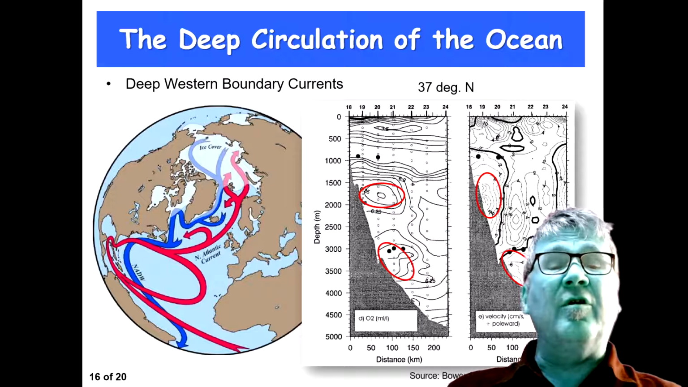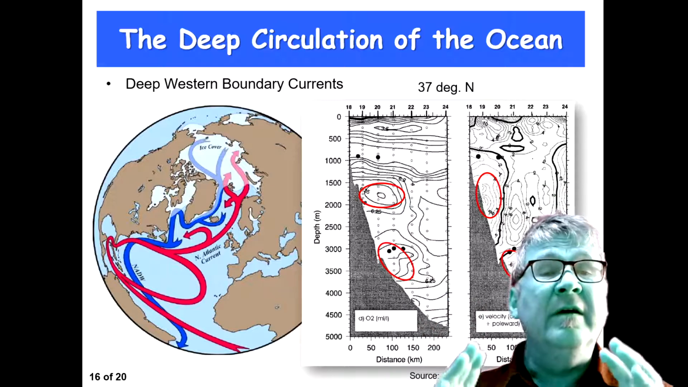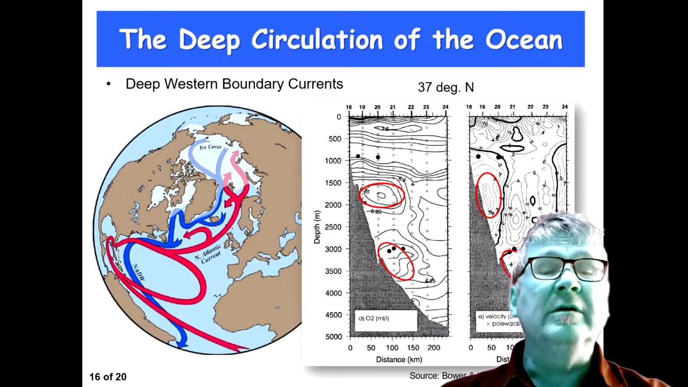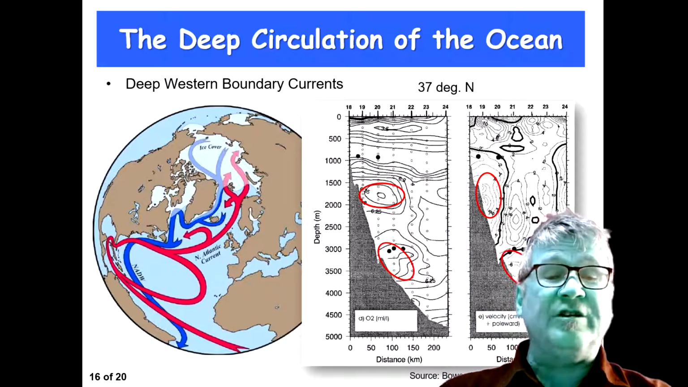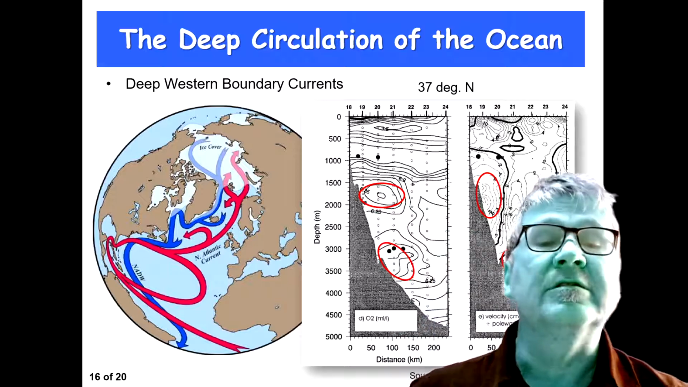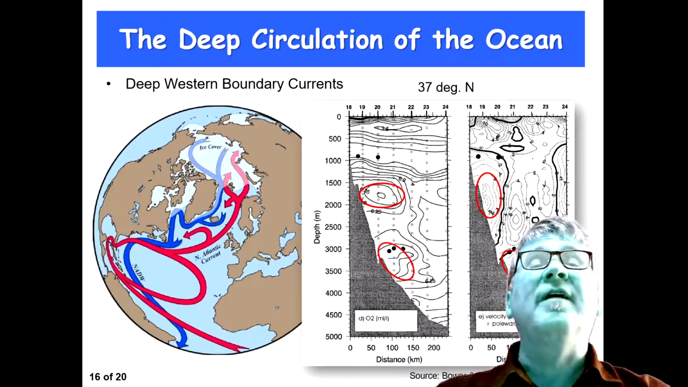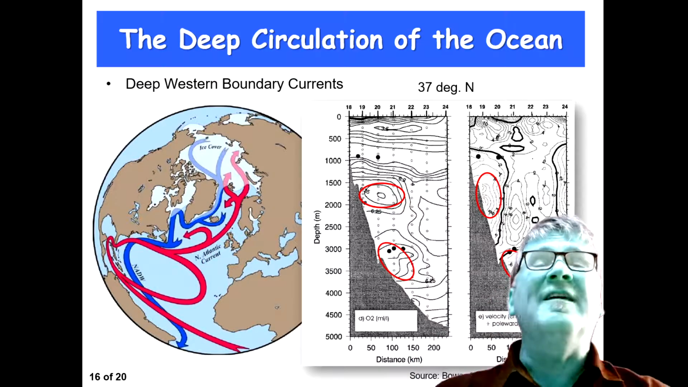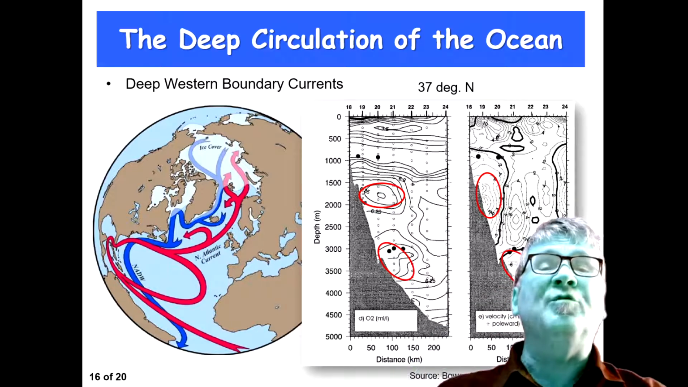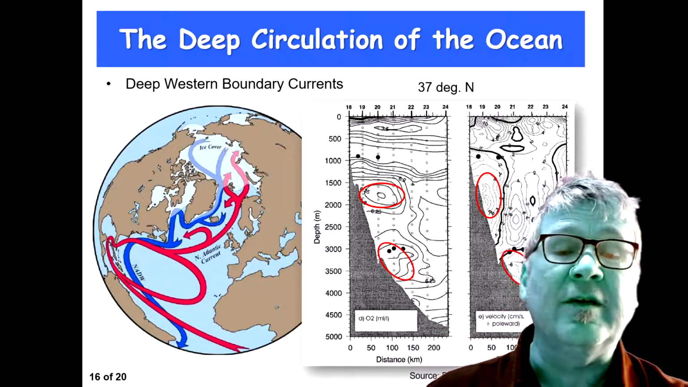Deep western boundary currents, and I want to show you observations of these deep western boundary currents, are relatively narrow, thin features of currents which move along the continental slope at a certain depth, and you can identify them through their increased dissolved oxygen. This is what's shown here.